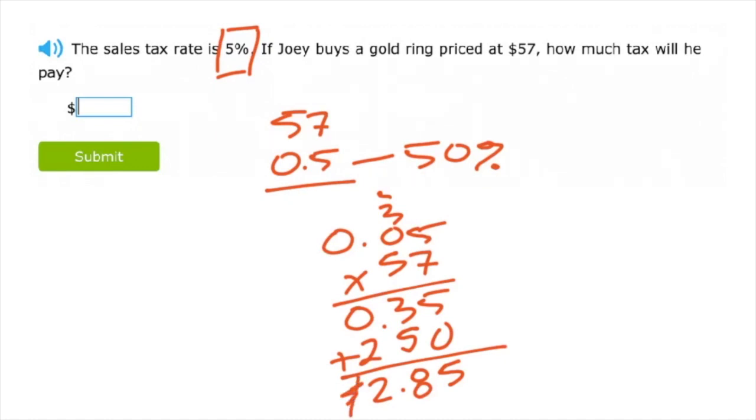$2.85. Now the question, how much tax will he pay? It's not asking for the total price. It's just asking for the tax. So our tax here is $2.85.